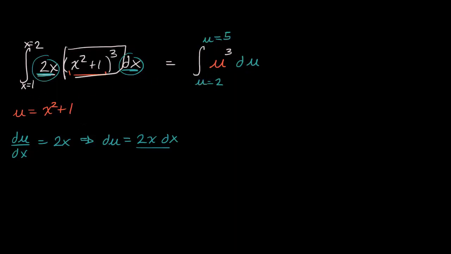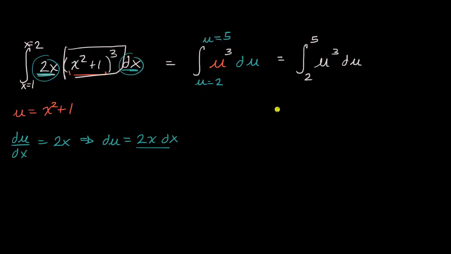And so we could just rewrite this as being equal to the integral from 2 to 5 of u to the third du. But it's really important to realize why we changed our bounds. We are now integrating with respect to u, and the way we did it is we used our substitution right over here. When x equals 1, u is equal to 2. When x is equal to 2, 2 squared plus 1, u is equal to 5.